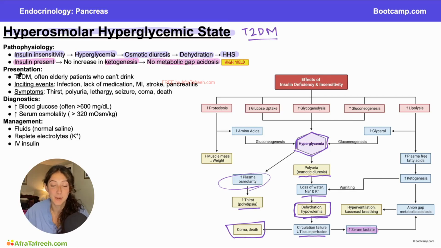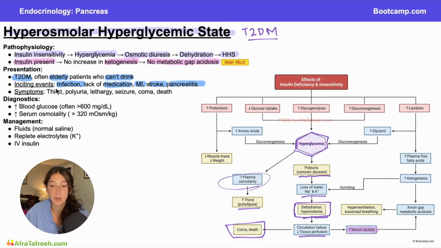Now the presentation for HHS, it's usually going to be in patients with type 2 diabetes, as we mentioned above. These patients are often elderly patients who can't drink, so they're unable to keep up very well with these losses of water, this polyuria that's happening. And because they can't drink, then they're very susceptible to the dehydration that occurs with HHS. HHS, just like DKA in type 1 diabetes patients, can be precipitated by pretty much any shock to the system, so infection, lack of medication, heart attack, stroke, or pancreatitis, anything that's going to put a stress on the system of a patient with type 2 diabetes can put them at risk for HHS.